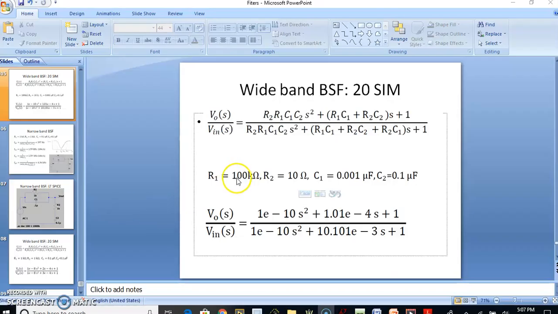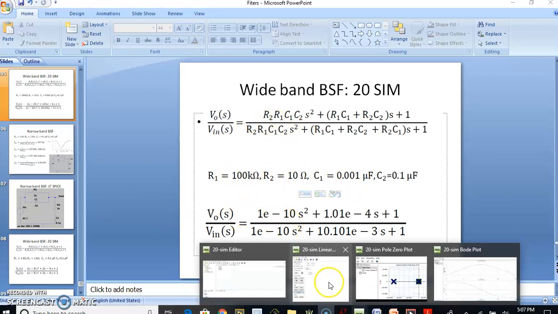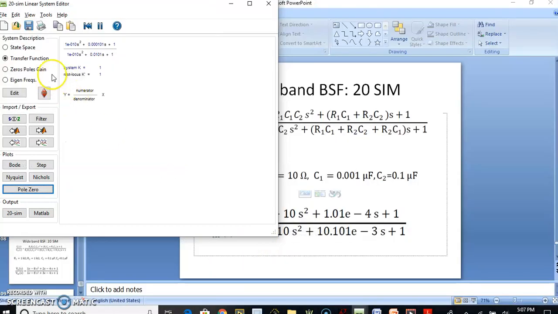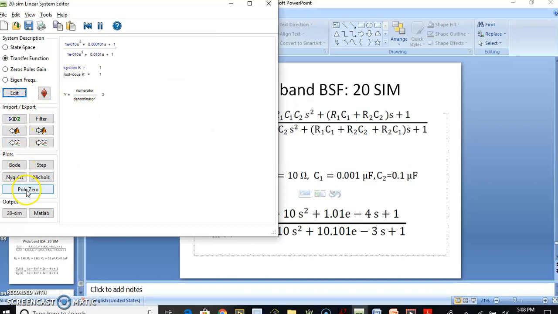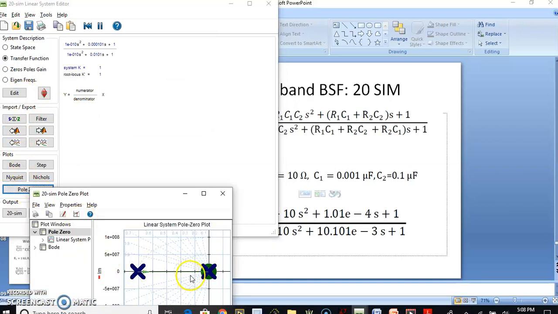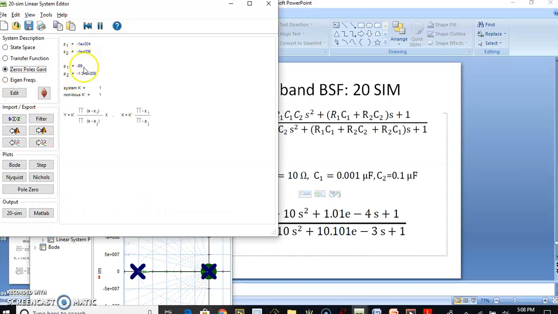Okay, upon substituting the values of R1, R2, C1, C2 into this equation, this happens to be the transfer function. So using 20-sim, we have edited the transfer function in the same way. You can see this is the transfer function which has been edited. So let us see the pole zero plot of that. This is the pole zero plot. We can actually know the pole zero positions. You can see it is almost at 100.